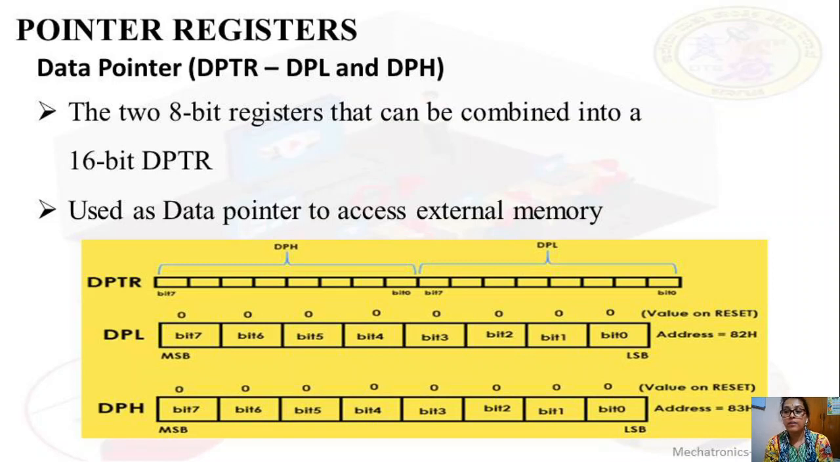So the data pointer is a 16-bit register. It is a physical combination of DPL and DPH, that is data pointer lower and data pointer higher. This DPTR does not have a physical memory address, but DPL and DPH have separate addresses in the special function register memory space. For the data pointer lower, the address is 82H and for the data pointer higher, the address is 83H. And where are these data pointers used? The data pointer is used by the programmer for addressing the external memory. The external memory can be RAM or ROM.